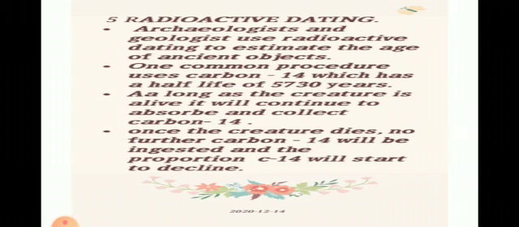Another use of radioisotopes is radioactive dating. Archaeologists and geologists use radioactive dating to estimate the age of ancient objects. One common procedure uses carbon 14, which has a half life of 5730 years. As long as the creature is alive, it will continue to absorb and collect carbon 14. This carbon 14 is a radioisotope. But once the creature dies, no further carbon 14 will be ingested, and the proportion of carbon 14 will start to decline.